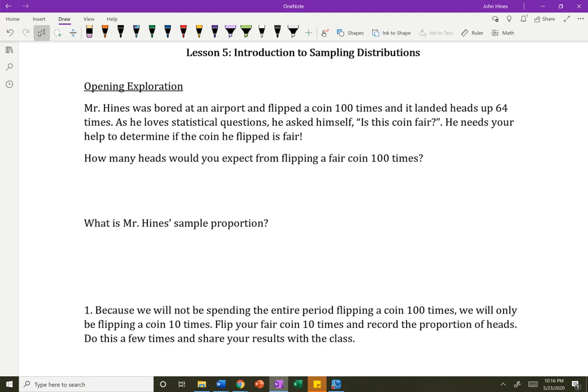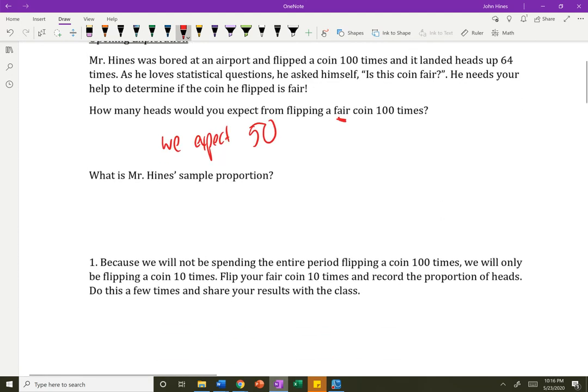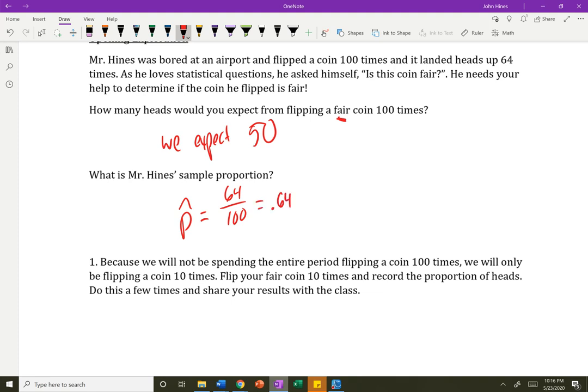So how many heads would we expect from flipping a fair coin 100 times? Well, if it's a fair coin, that means there's a 50-50 chance of getting a heads or a tails, so we would expect 50 out of 100 times. But what's my sample proportion? I didn't get 50 heads. What's my p hat here? My sample proportion is 64 out of 100. How many successes I had out of the total number of trials is 0.64.